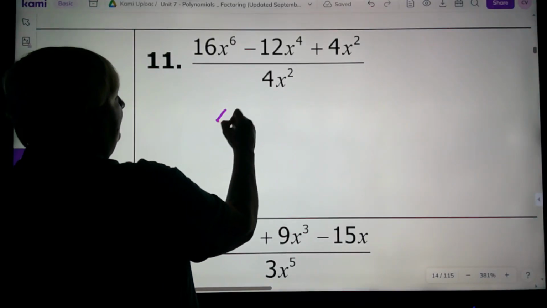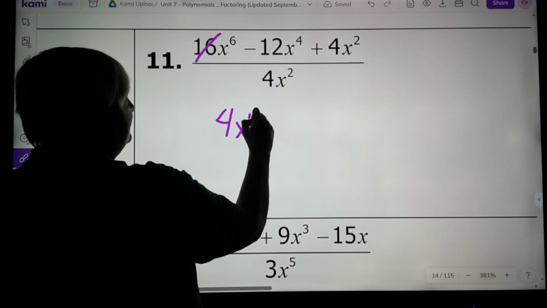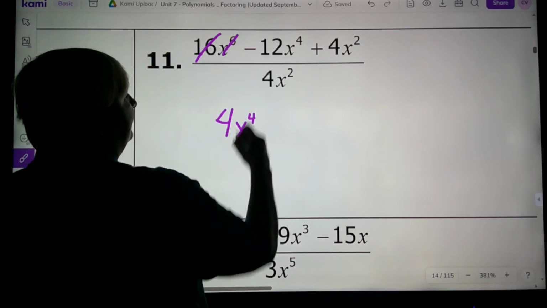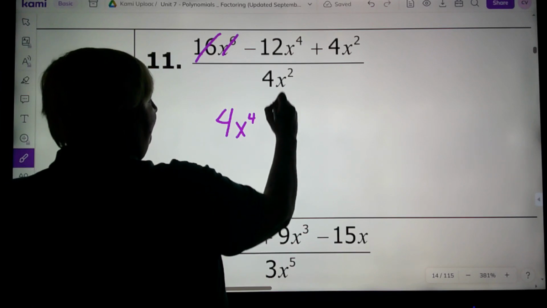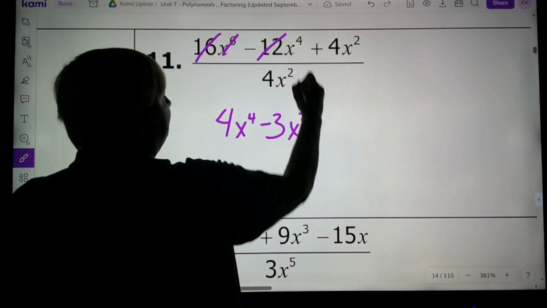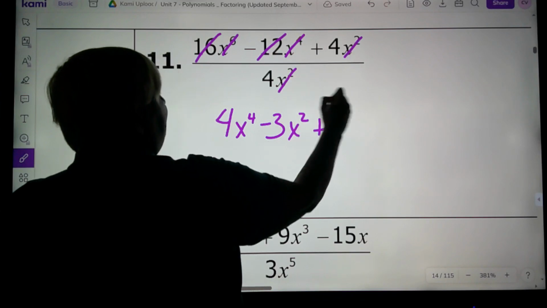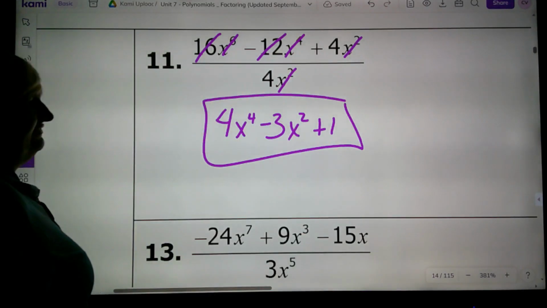16 divided by 4. X to the 6th divided by x squared leaves you with x to the 4th. Negative 12 divided by 4 is negative 3. X to the 4th, x squared. 4 divided by 4 is 1. X squared, bam, just like that.